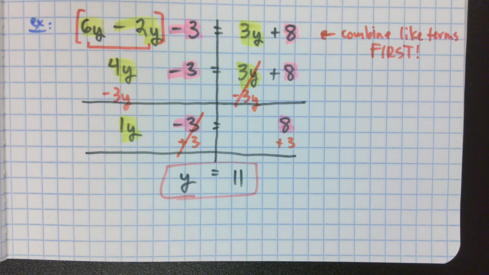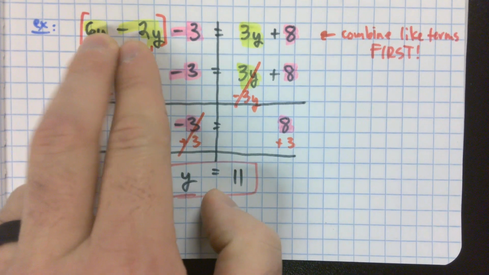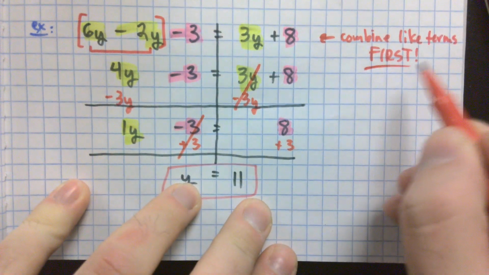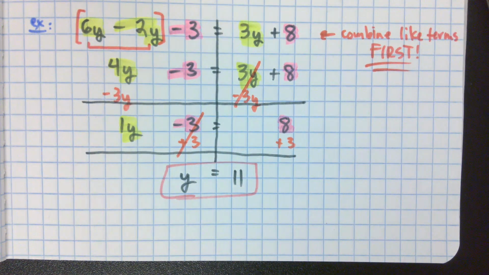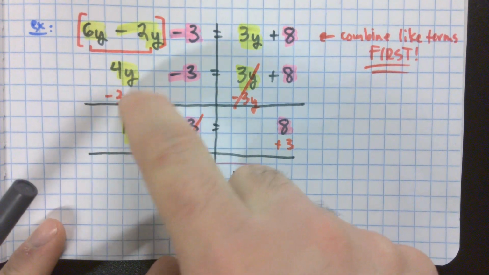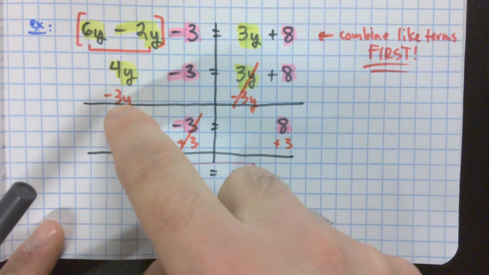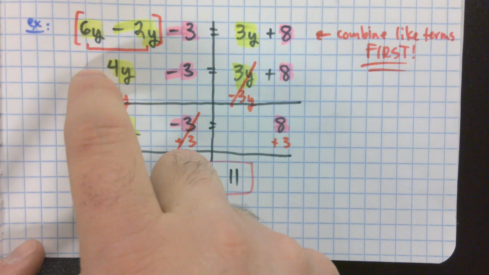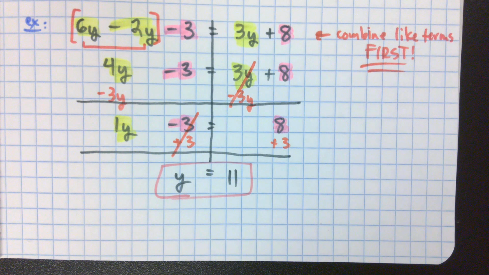Same exact steps as the first example. Only difference is we had to combine our like terms first. You always want to make sure that we're combining those like terms first to get them out of the way, so that when we bring this 3y over, we're only combining it with that one variable term. If we've got two of those over here, and we try and subtract 3y, we're going to get all kinds of messed up. We don't want that.